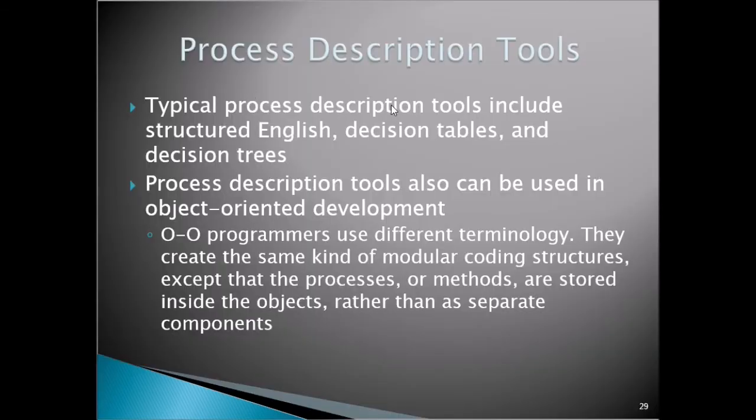Let's go into process description tools. Typical process description tools include structured English, decision tables, and decision trees. Process description tools also can be used in OO development, or object-oriented development. That's development like in C++, Java, what have you. So these are object-oriented programming languages. Visual Basic, there's lots of object-oriented languages. They have different names and everything. For example, instead of calling it structured English, it's called pseudocoding, but it's the same concept, and they do a lot of this when they're doing object-oriented development.